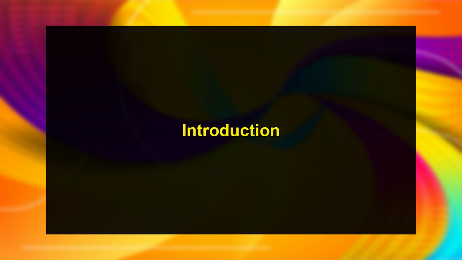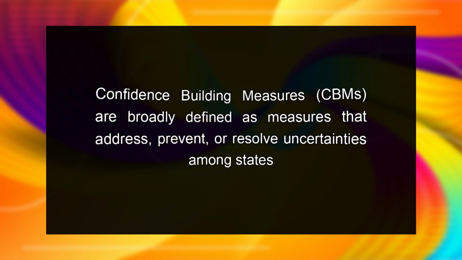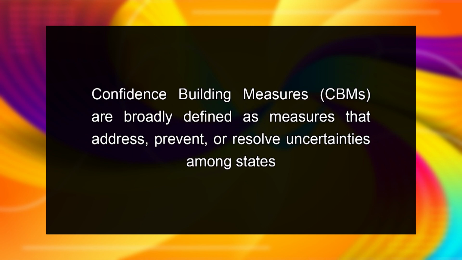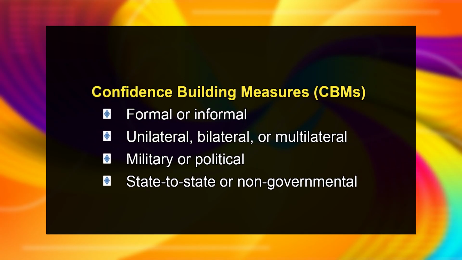Dear students, first let's start with the introduction. Confidence building measures, also known as CBMs, are broadly defined as measures that address, prevent, or resolve uncertainties among states. Designed to prevent wanted and especially unwanted escalations of hostilities and build mutual trust, CBMs can be formal, informal, unilateral, bilateral, or multilateral, military or political, and can be state to state or non-governmental. They are particularly pertinent in addressing and working towards the resolution of long-term political stalemates.